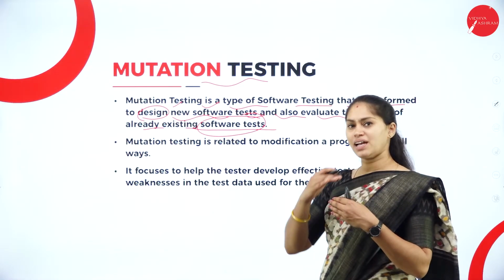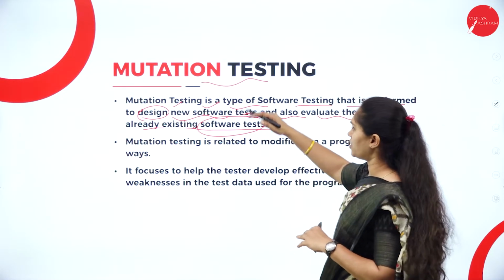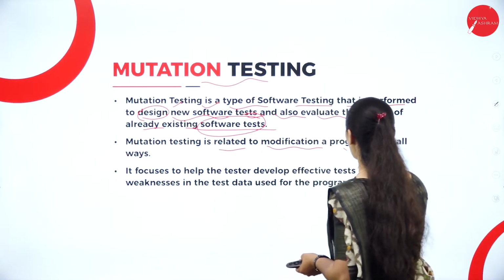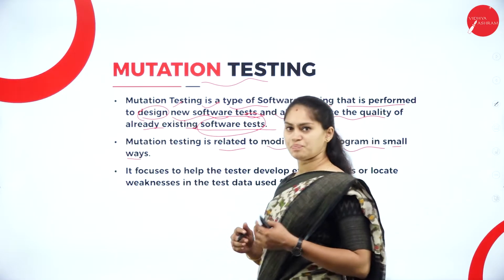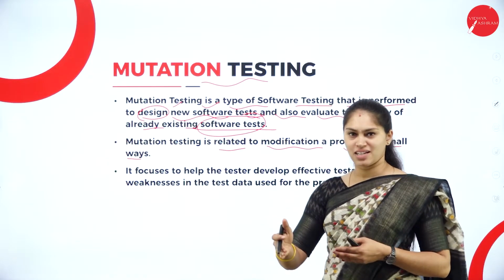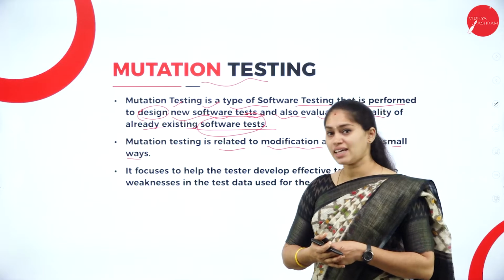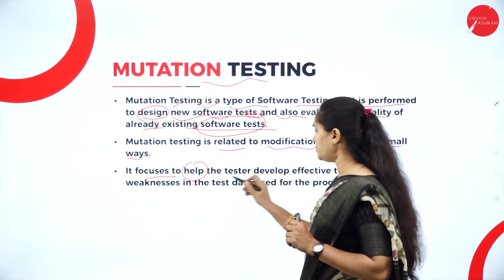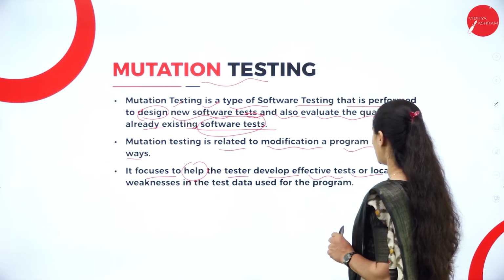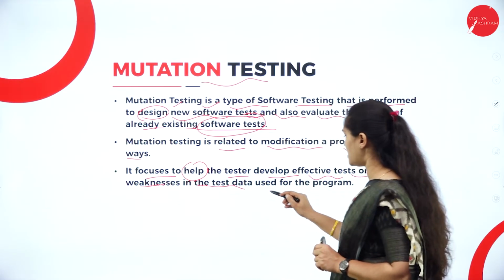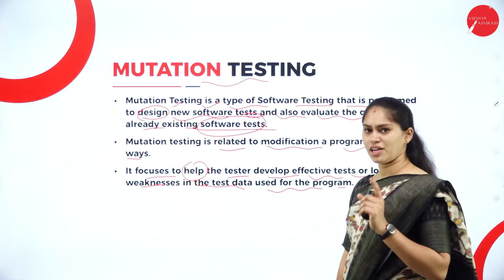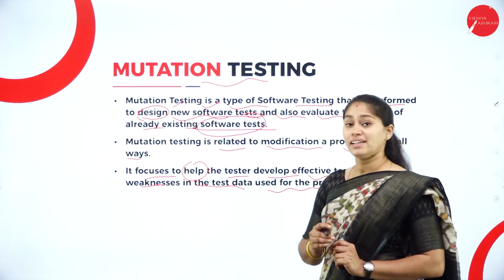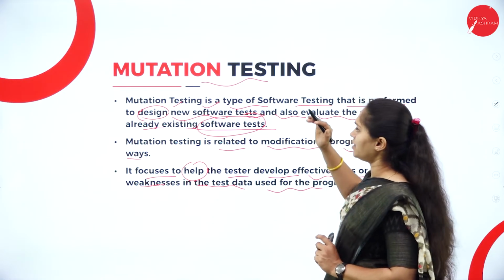So mainly for the upgradation of software testing, we are going to have this mutation testing. It is related to the modification of a program in small ways. What is the shortcut to reach the destination? That is what we are trying to check in mutation testing. It mainly focuses on helping the tester develop effective tests or locate weaknesses in the test data used for the program, in order to get to know the SWOT, that means strength, weakness, opportunity and threat of an application or the software.